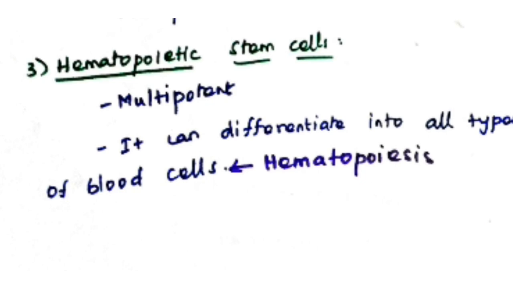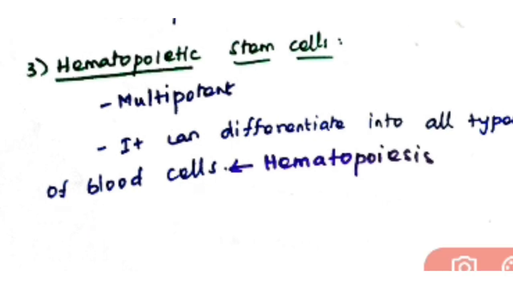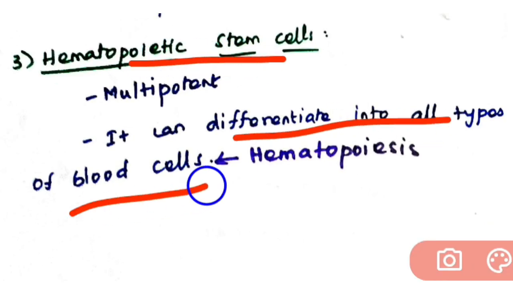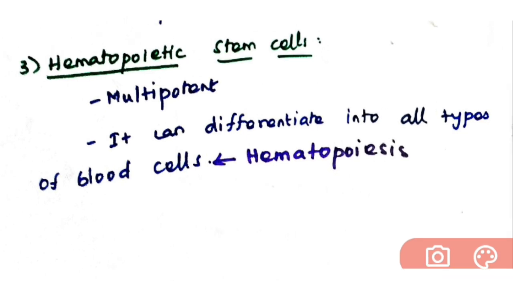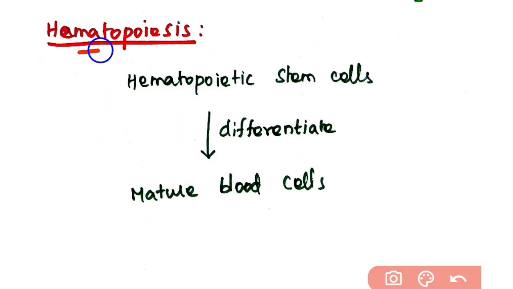So hematopoietic stem cells are an example of adult stem cells, because our blood has many different types of cells. All the cells came from a single cell, that is, hematopoietic stem cells. So hematopoietic stem cells can differentiate into all types of blood cells. As we know, our immune cells originate from these hematopoietic stem cells. The process by which hematopoietic stem cells differentiate into all types of mature blood cells is known as hematopoiesis.